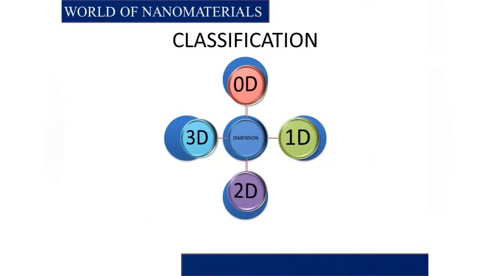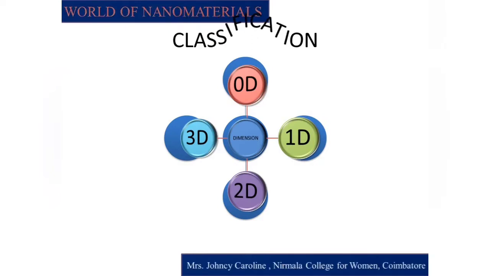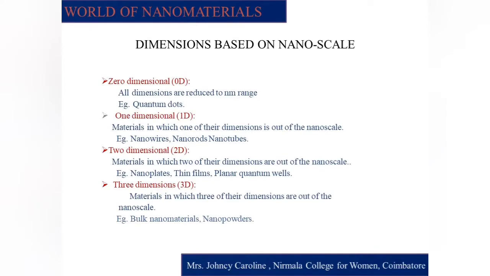Coming to the classification of nanomaterials. The nanomaterials are classified based on their dimensions, that is 0 dimension, 1 dimension, 2 dimension, 3 dimension. Dimension based on nanoscale. 0 dimension: all the dimensions are reduced to the nanometer range, for example quantum dots.